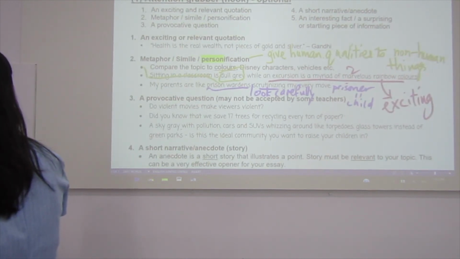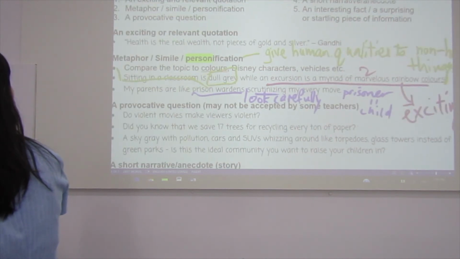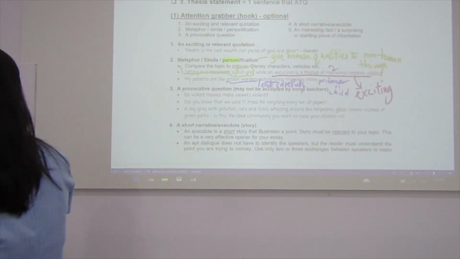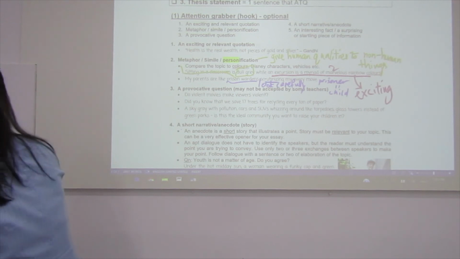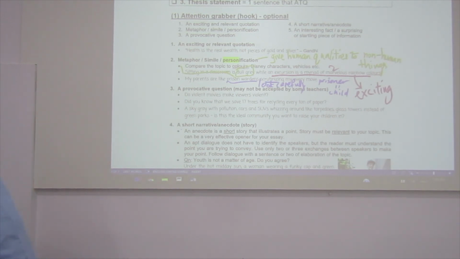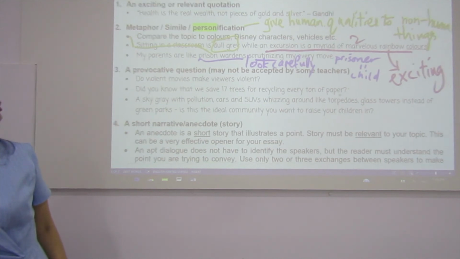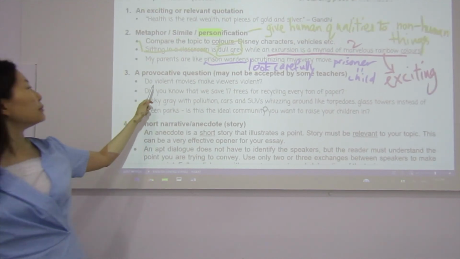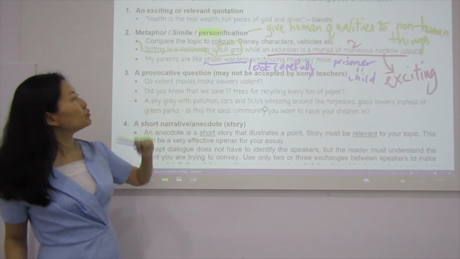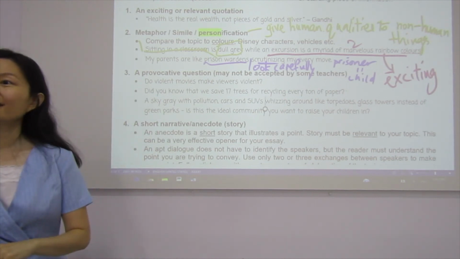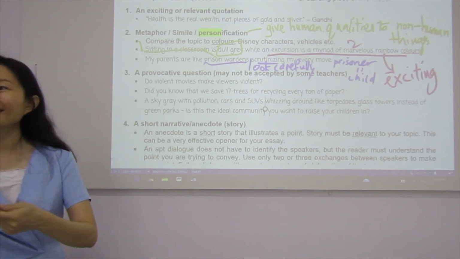Method 3 says we can start off with what? Question. Yes, with a question. Okay, since we can start off with a question, look at the provocative question we're talking about. Okay, they say that we can start off with a question, right? Like, they say, do violent movies make viewers violent? Okay, so they're asking a good question.